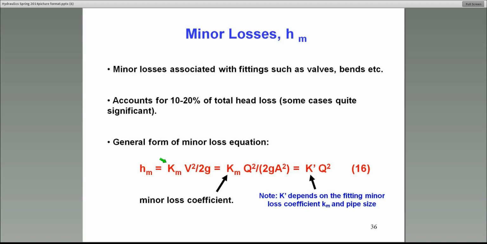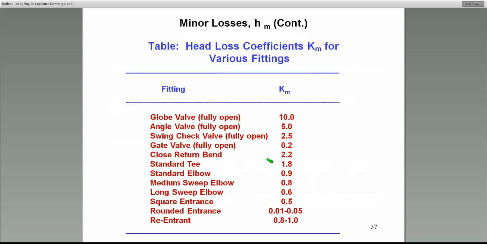Now I can rearrange this into the same form as we did for the friction loss, and that is in terms of Q, the discharge. Recognizing the fact that Q over A is velocity, I manipulate that equation into this form, where K prime is now a function not only of Km, but also the cross-sectional area of the pipe, which is okay because most of the time that is true. It depends on the fitting, which pipe it's in. The size of that pipe is important also in the head loss situation.